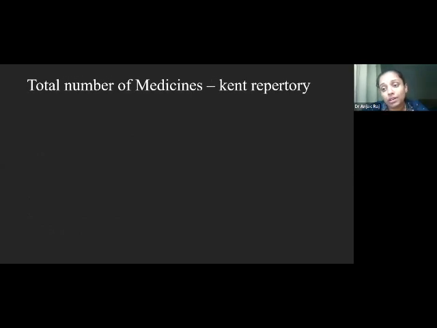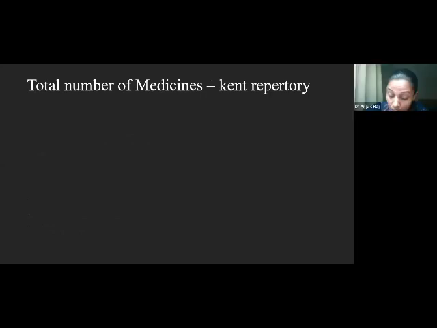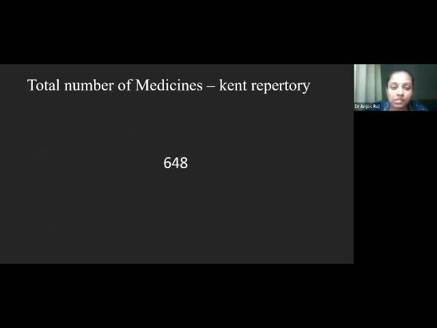Next, we go into the total number of medicines. In Kent repertory, how many medicines are mentioned? 648 is there. 6 are synonyms. But usually when asked, we have to mention 648.